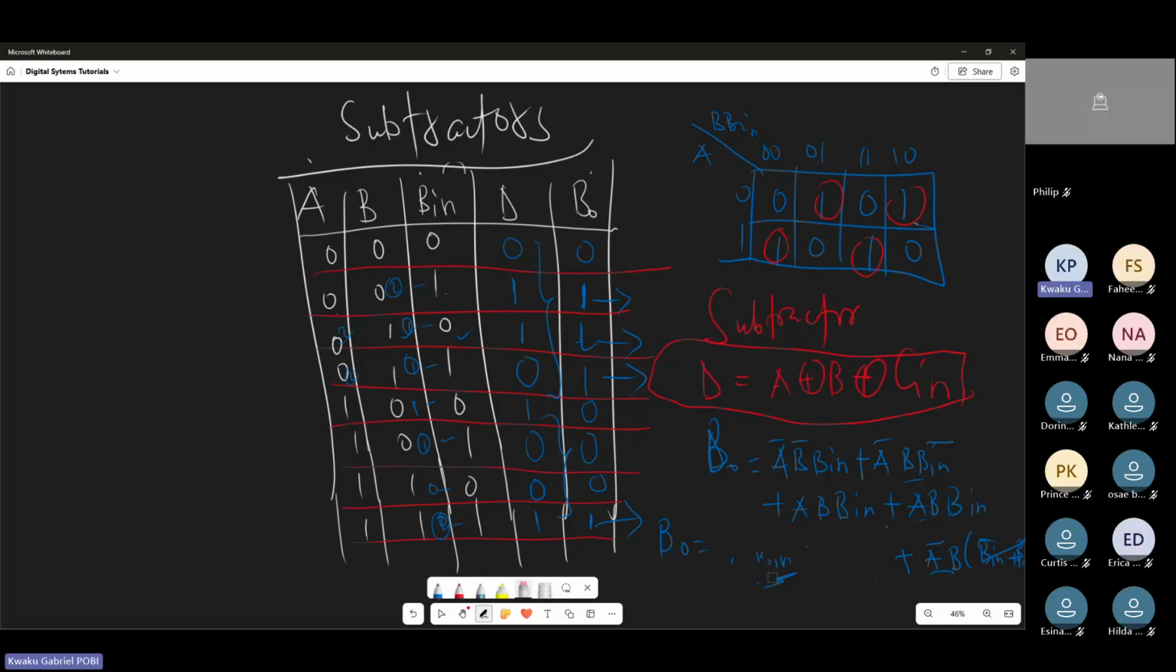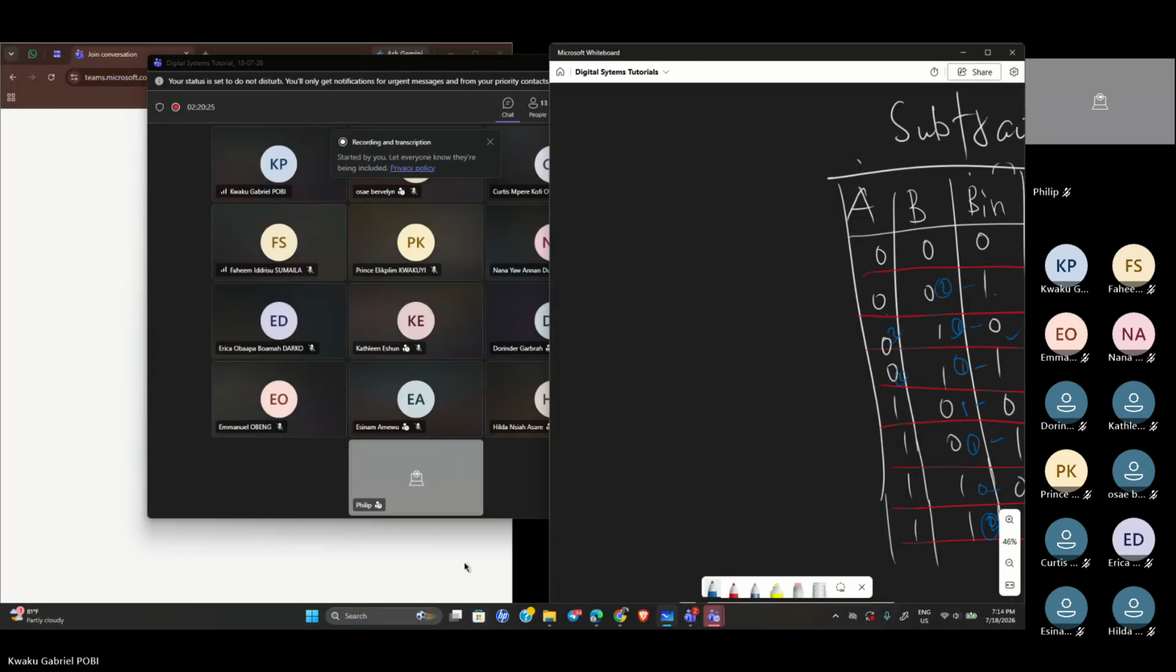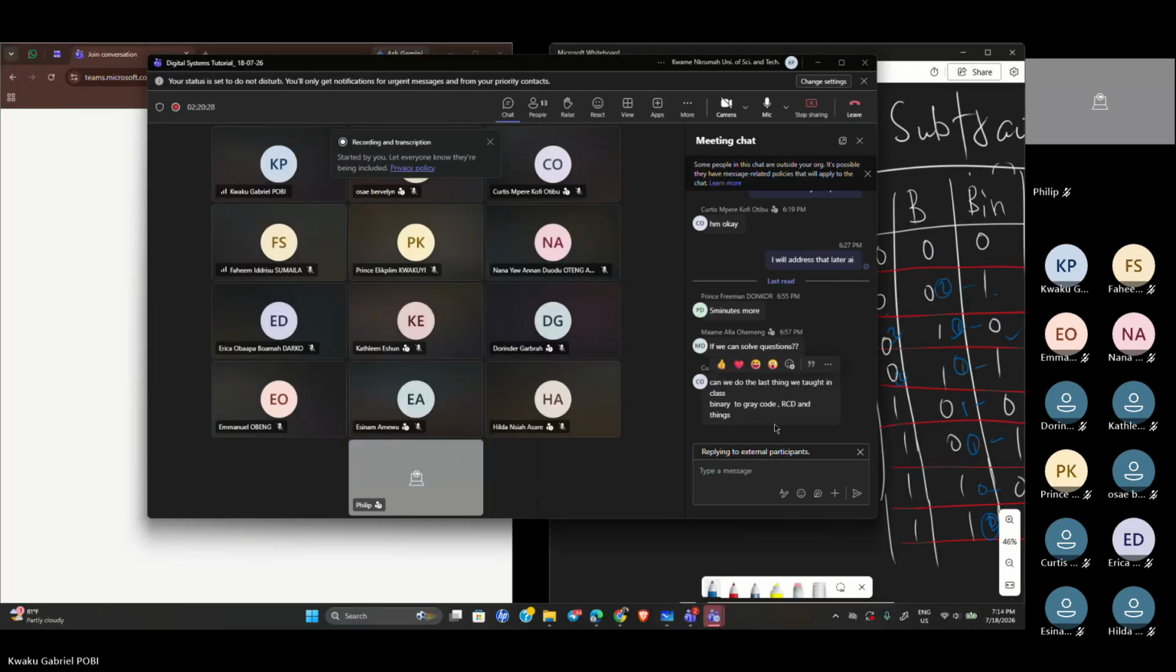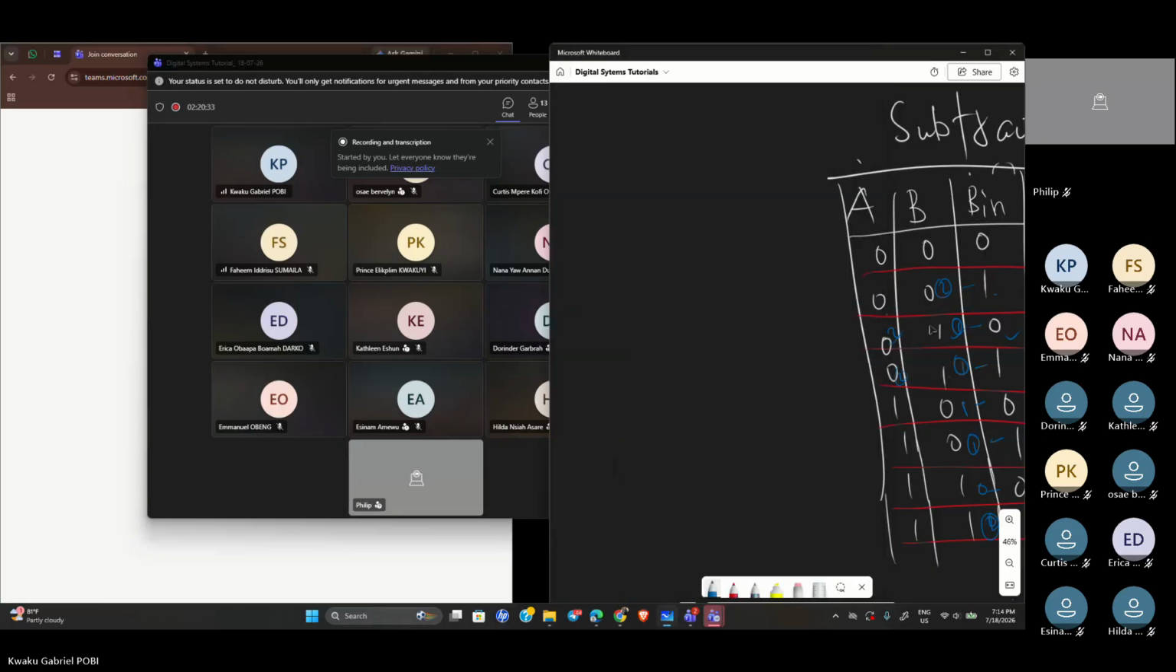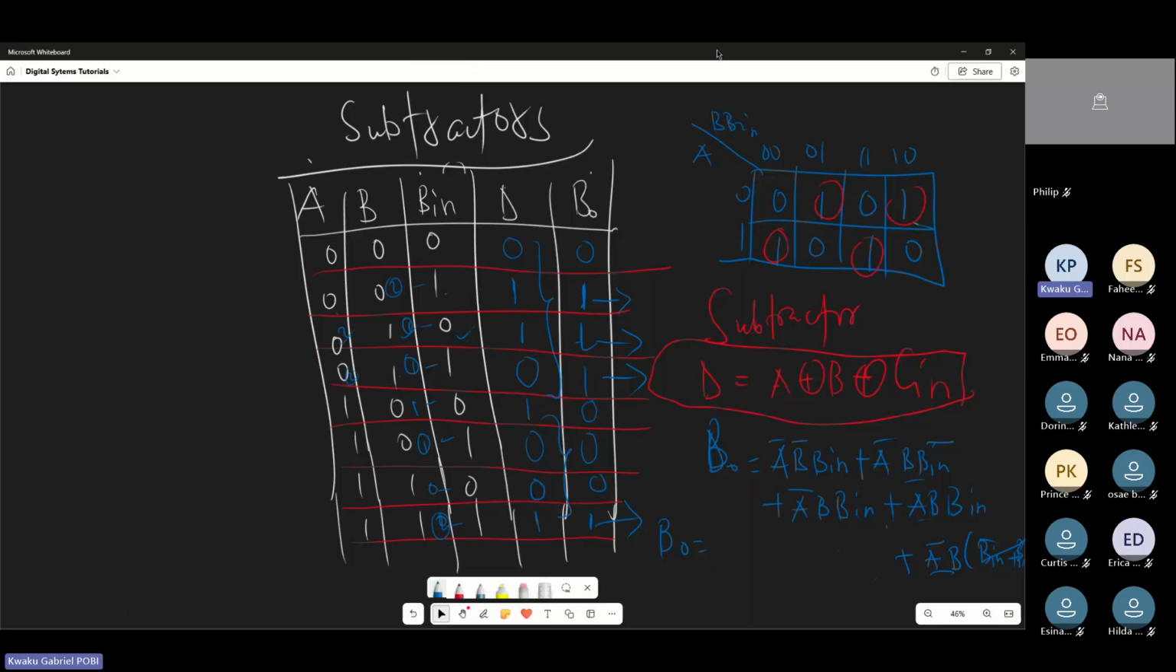The third expression, it was A bar B and then B in. Okay. So let me put the bar there. A bar here. And then I have this, I have this. Is there any mistake here? Tell me if I've done any mistake here. Yeah. Let me see. Okay. So let's see.